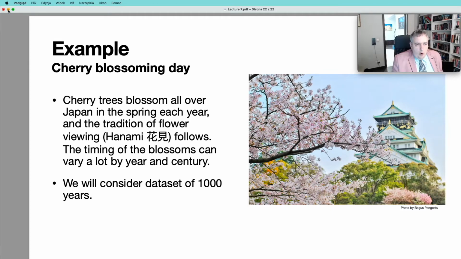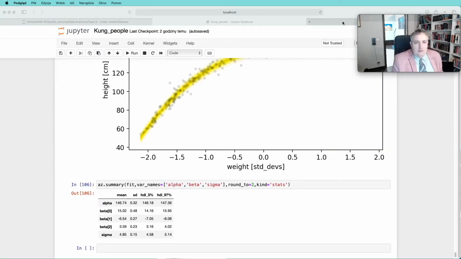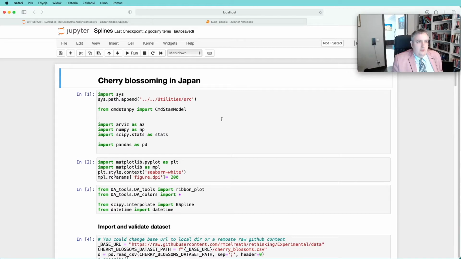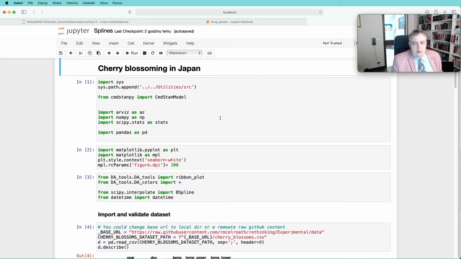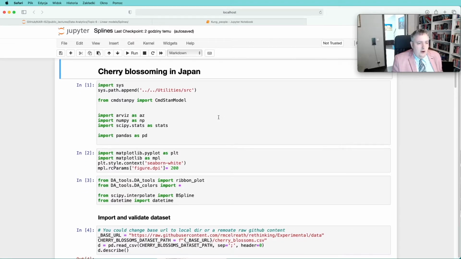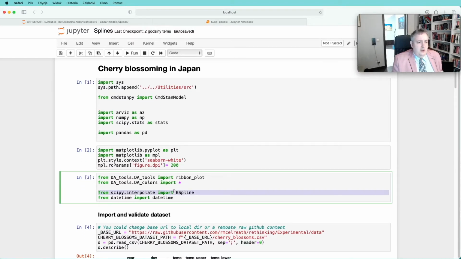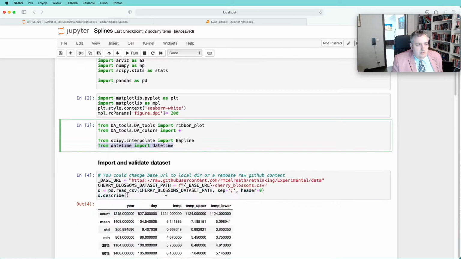Okay, so we have the second notebook, which, because the time is running out, I will just move quickly over. The changes here are that we are getting the B-spline function from SciPy interpolate, and from datetime we're getting the datetime object, because they will be used to create the design matrix and to convert dates to sensible values.